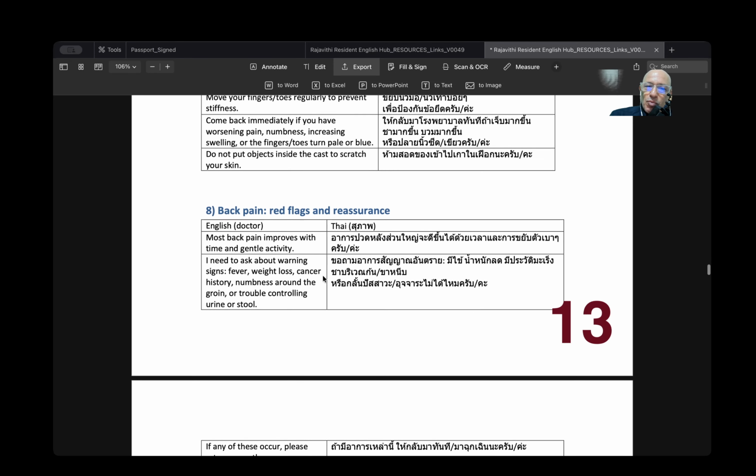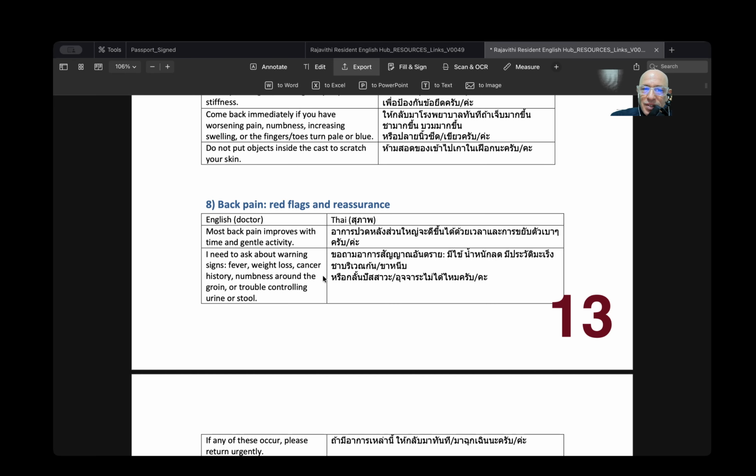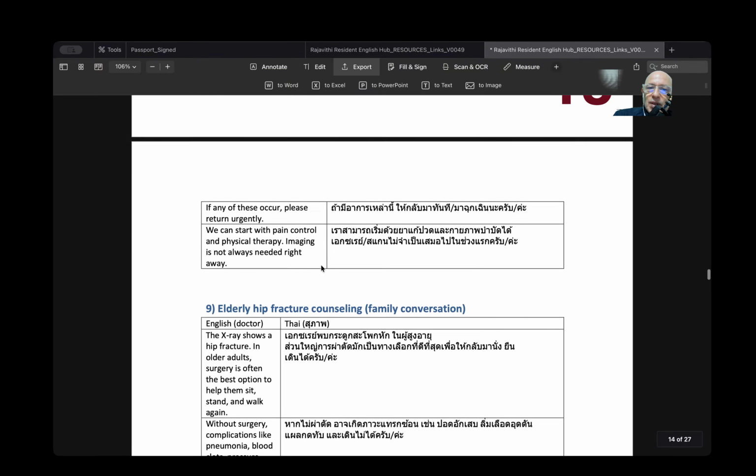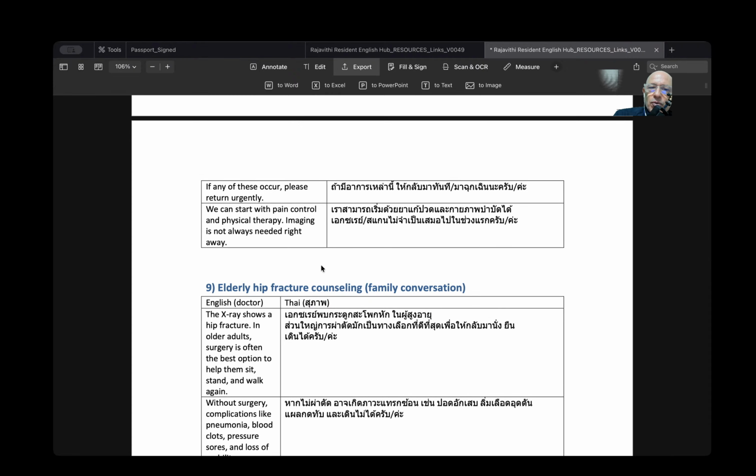Back pain. Most back pain improves with time and gentle activity. I need to ask about warning signs: fever, weight loss, cancer history, numbness around the groin, or trouble controlling urine or stool. If any of these occur, please return urgently. Again, with anything in medical conversations, there can be a variety of correct ways to say these. We can start with pain control and physical therapy. Imaging is not always needed right away.